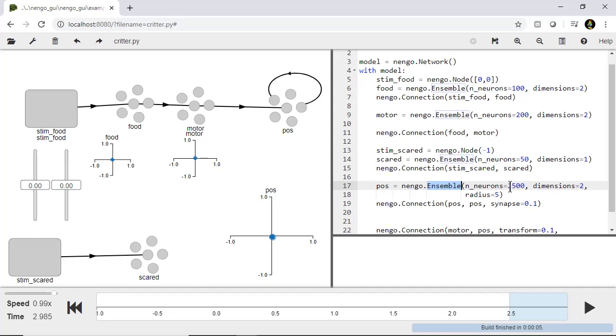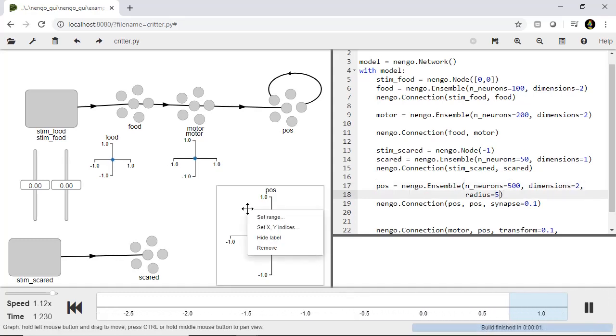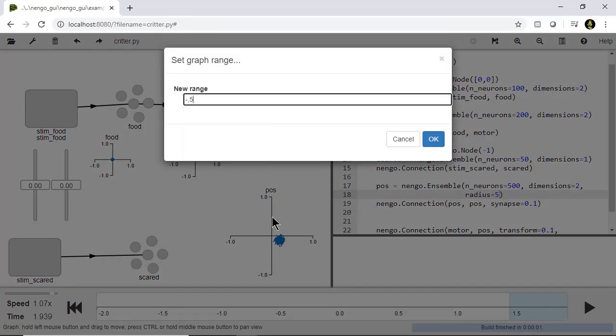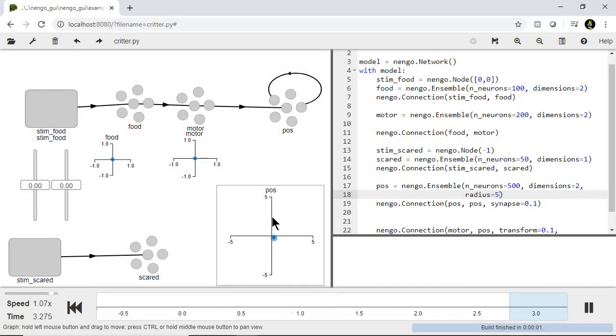Having lots and lots of ensembles of about the same size, that's fine. But significantly increasing the number of neurons in one ensemble starts slowing things down, and you start needing fancier hardware at that point. But we will stick with that: 500 neurons, radius of 5, range -5 to 5. There we are. Okay, so we can remember our location. What else are we going to do?